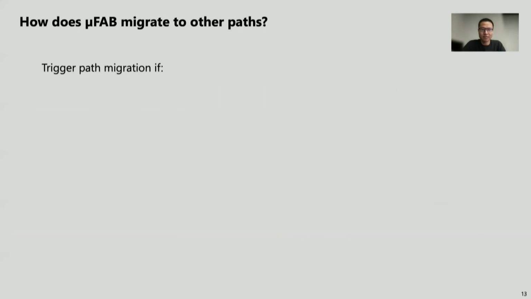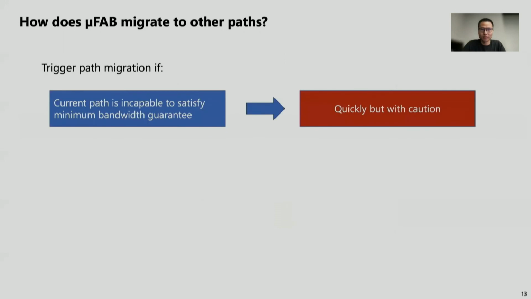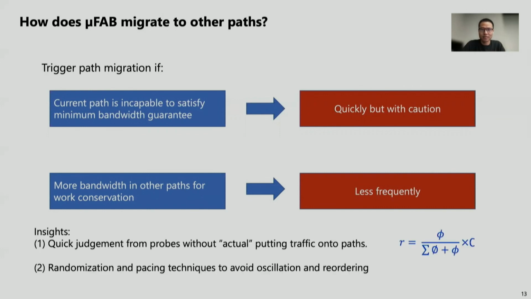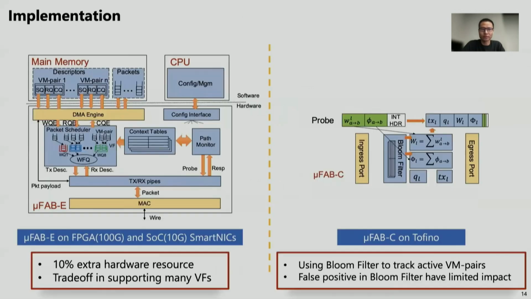When the bandwidth guarantee cannot be satisfied, we should migrate the VM pair to another path. We do this quickly but with caution. Besides, if there is more bandwidth on other paths, it is better to migrate to those paths to achieve work conservation, but we can do this less frequently. The insight is that with precise information from the network, we do not need to actually put the traffic into the path before we can do the migration. And randomization and pacing techniques are used to avoid collision and reordering.